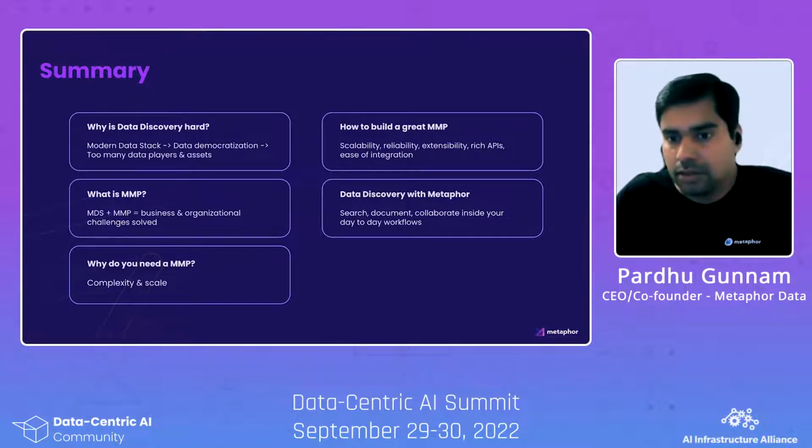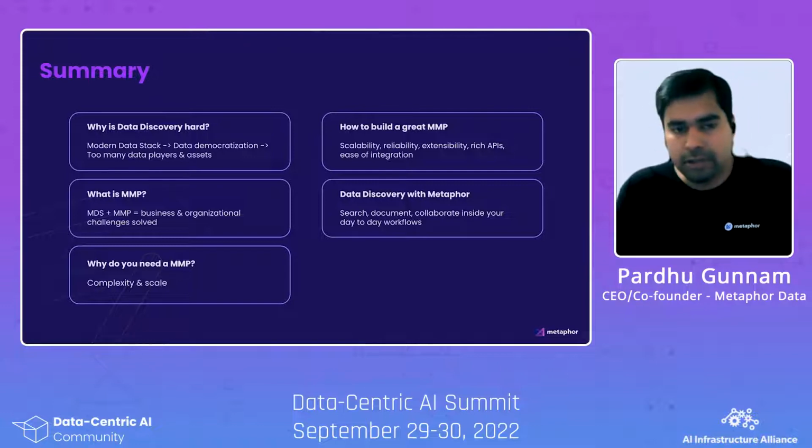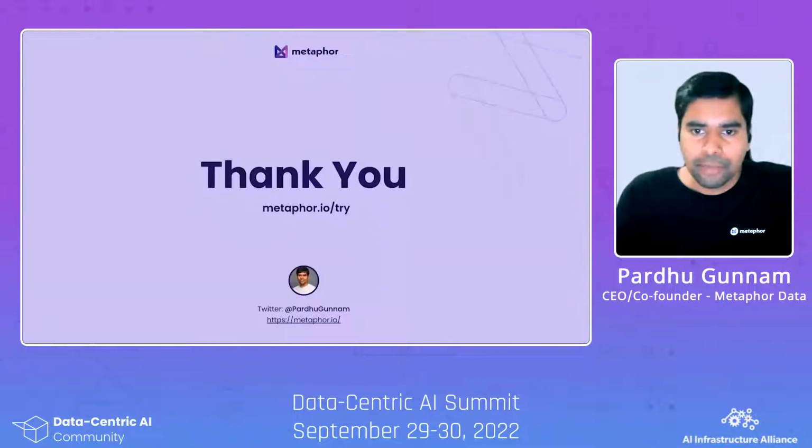And with that, just to reiterate, data discovery is one of the primary use cases for MMP, but there are a wide variety of use cases we are going to enable. So with that, I'm going to conclude my talk.